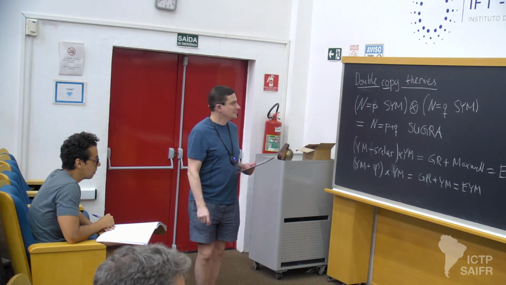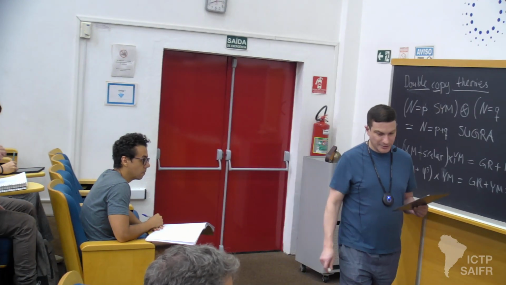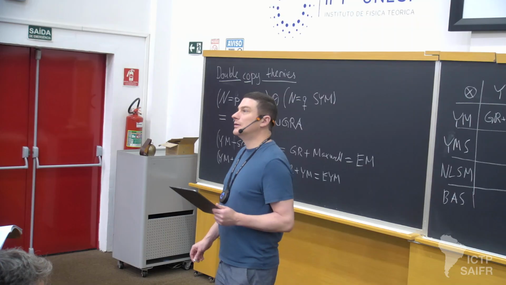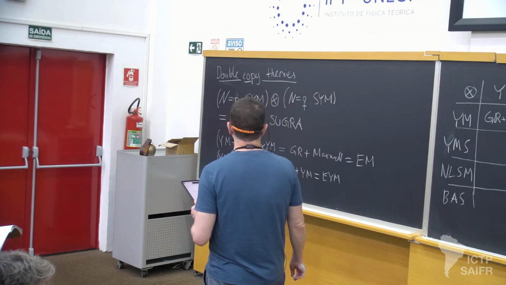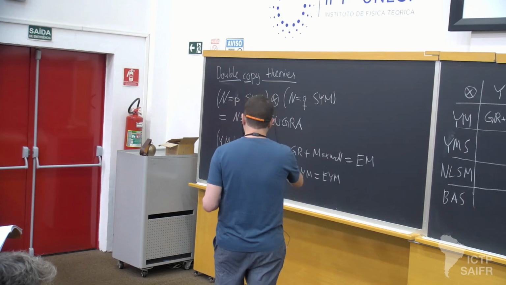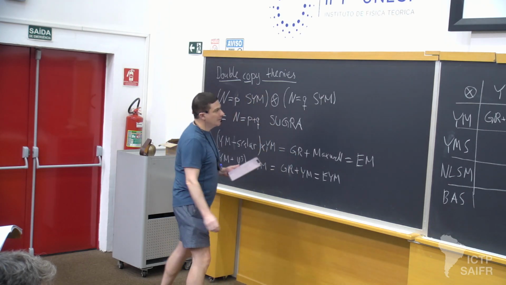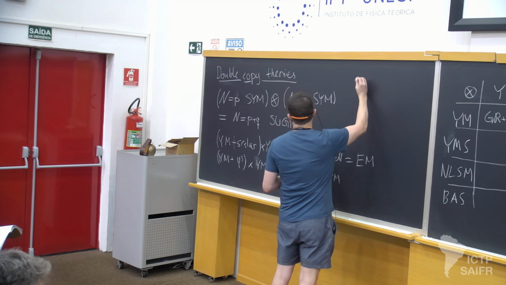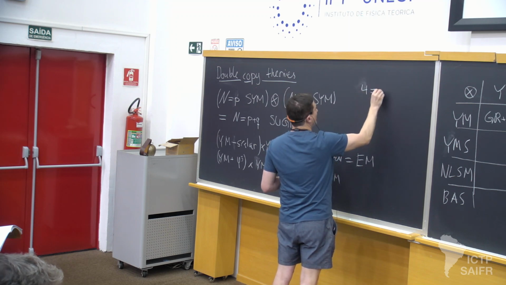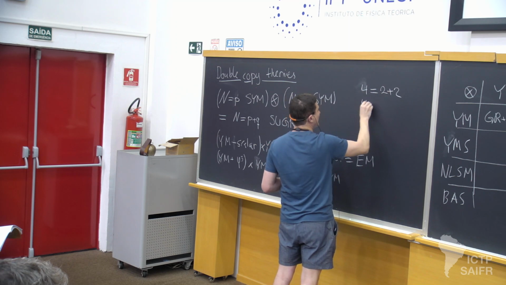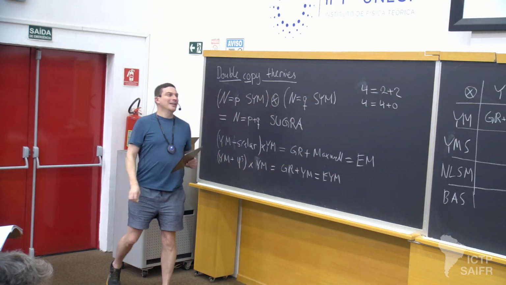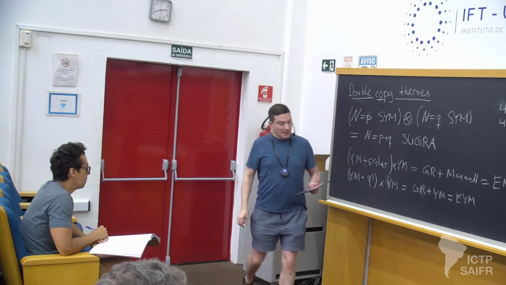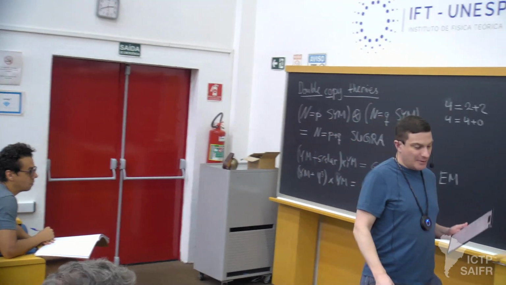So for the first case, let's say we take n equals 2 super Yang-Mills and n equals 2 super Yang-Mills. And in the second case, we take n equals 4 and n equals 0. Will the double copy be exactly the same? Oh, you mean when there's an ambiguity? Yes, right. 4 is equal to 2 plus 2, or 4 is equal to 4 plus 0. Yes, that's two ways to get 4. They typically give the same thing, but the matter can be different.